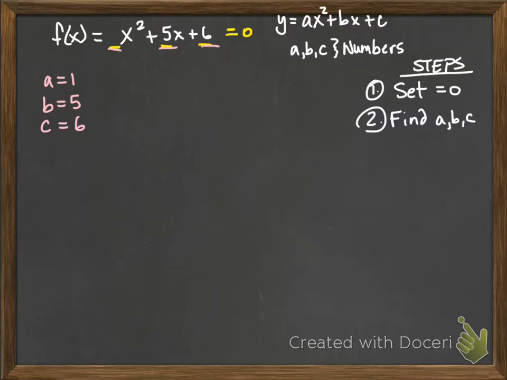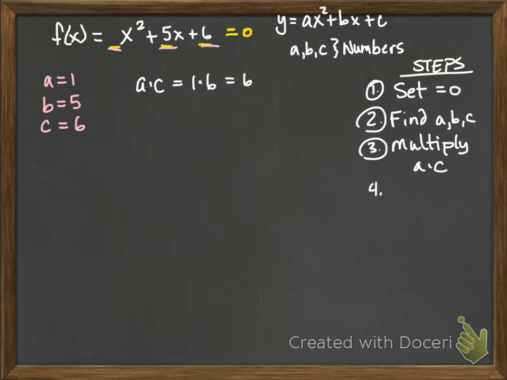The next step is we want to multiply a and c together. So multiply a times c. So I come over here, a times c. In this case, it's 1 times 6. So that gives me a 6. My 6 is positive. That's important. My next step is I'm going to factor that a times c. In this case, 6 doesn't have a lot of factors, but it has a couple, right? So we have 1 and 6. We have 2 and 3.